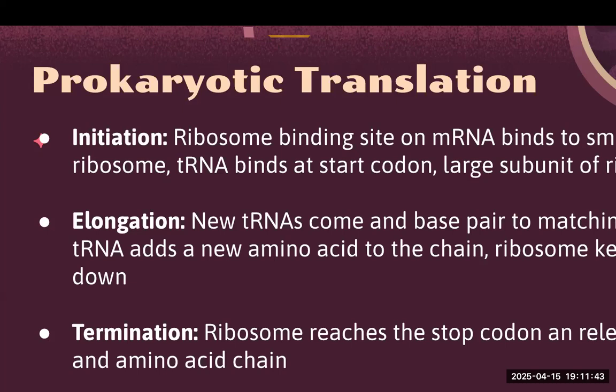And then after that, you have elongation, which is when new tRNAs come and base pair to that mRNA, matching codons, and each of those tRNAs adds a new amino acid. So each of those amino acids like glycine, alanine, all that, will be brought by one tRNA. And then each tRNA just builds up a whole chain eventually. Once we have the amount of amino acids that we need, there is termination, and that's when the ribosome reaches the stop codon and it releases the mRNA and the chain that it had made. So after termination, the ribosome is released, and you have just the separate mRNA and the separate polypeptide chain.